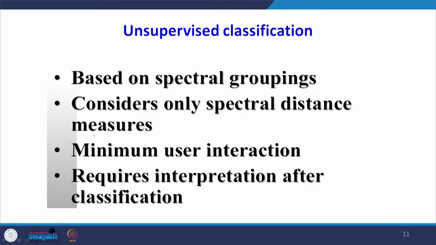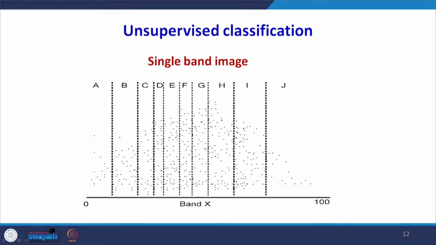Now, this method is purely based on spectral groupings and considers spectral distance measures, and it requires very minimal user interaction. So, the user will come to know the desired results at the end. That is why the user interaction is very minimal, and then after the classification has been done, it requires a lot of human knowledge in order to give the names to those classes.